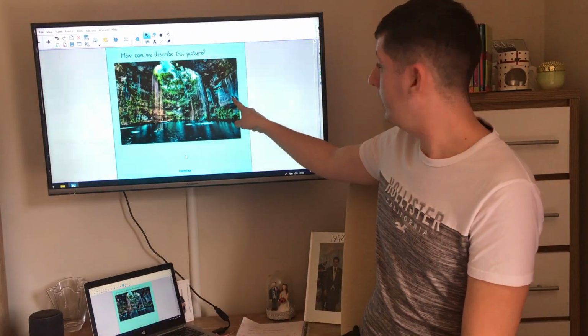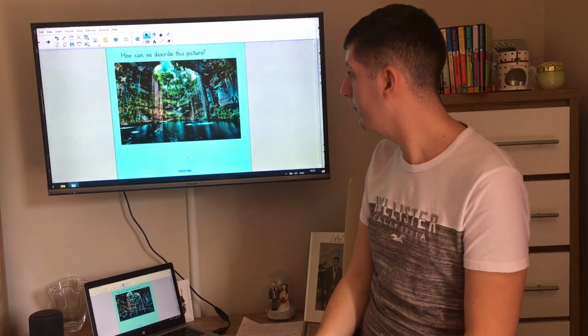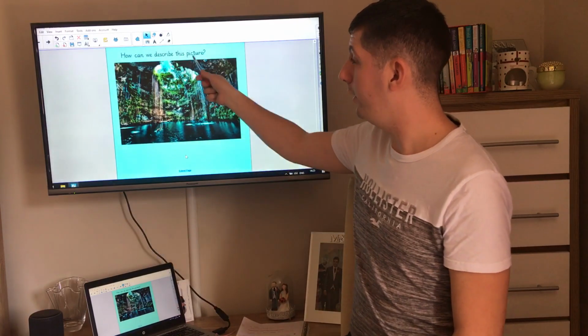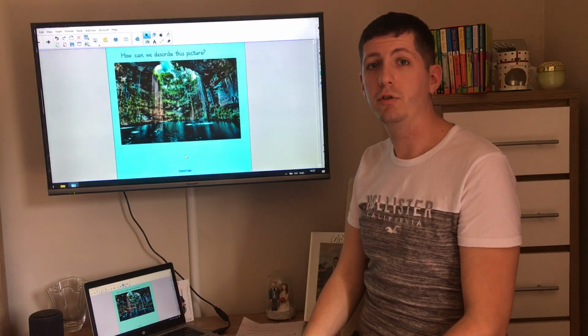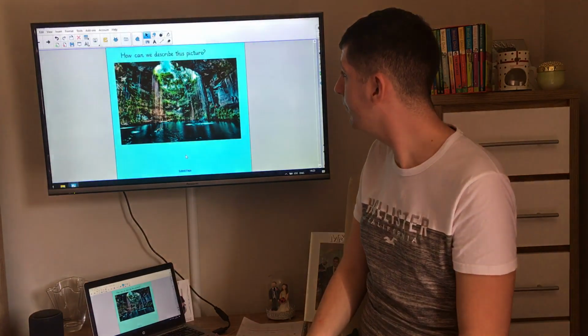Maybe the people standing on the edge here could be jumping in very soon. Maybe we could think about how they might jump in. How might that person be swimming there? How might the sun be shining down? Think about some adverbs you could choose to describe the actions and to describe how those actions are done.